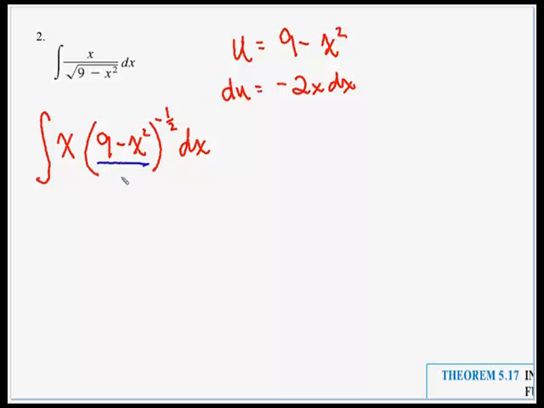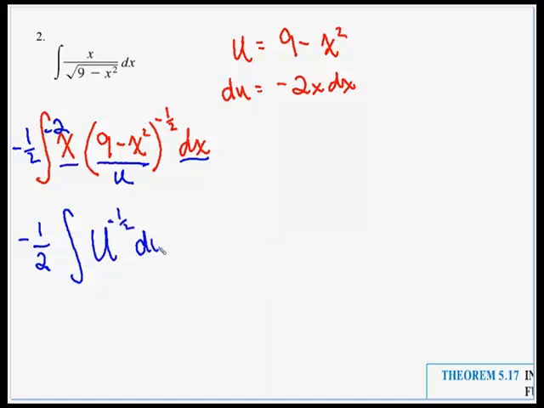So here is our u value, and our du is negative 2x dx. Well, we have an x dx, so we just need a negative 2 squeezed in there, and of course to balance it, a negative 1/2 out front. So now we have negative 1/2, and we have our indefinite integral. Here is our u to the negative 1/2, and we have our du. So we're ready to go.